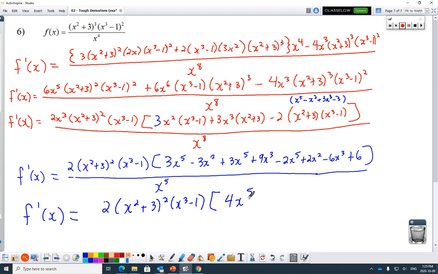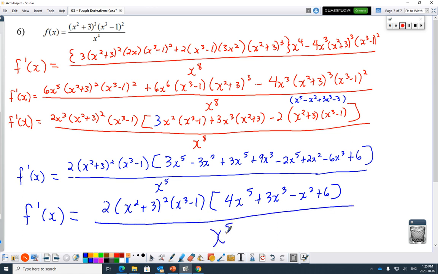What's next? X cubes. What's next? X squareds. I did that fairly quick. I'm looking for people to check my collecting, my grade 9 collecting there. X to the 5th, 6, 4, yeah. X cubed, 9, 3, yeah. Negative 3, negative x squared, plus 6. What's the word, Selena? Did I get it? Selena's like, yeah. Oh, I thought I saw a hand. No?